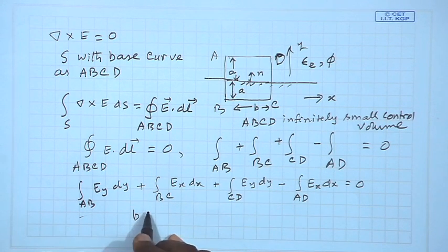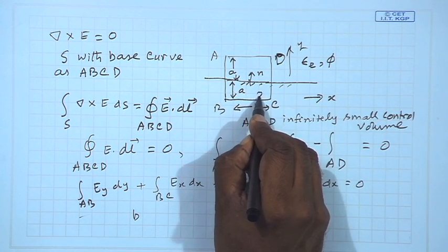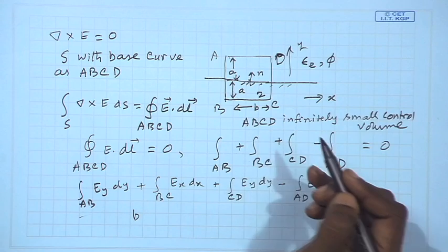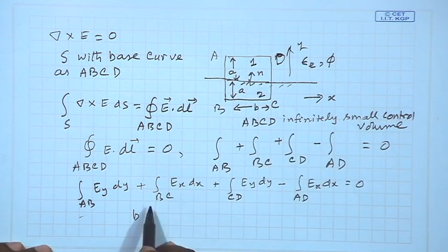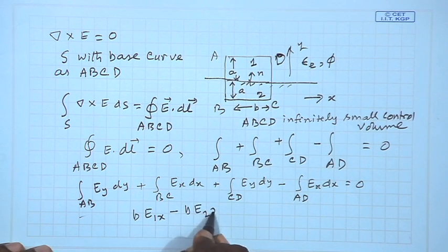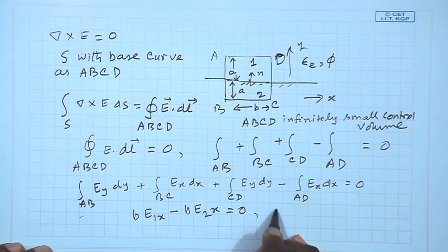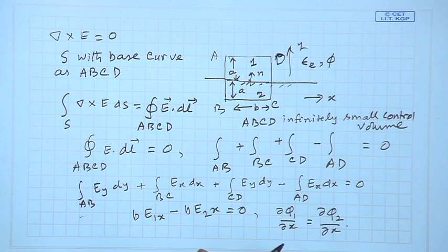So, from here I can write, if this is within the solid zone and I denote this with subscript 2 and this with subscript 1, what I can write now when I am on BC: this is b into E_1x and this will be b into E_2x equal to 0. So, this gives you del phi 1 del x equal to del phi 2 del x. So, this is the continuity condition of the electric field at the interface.